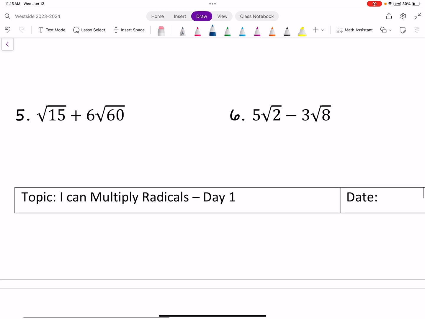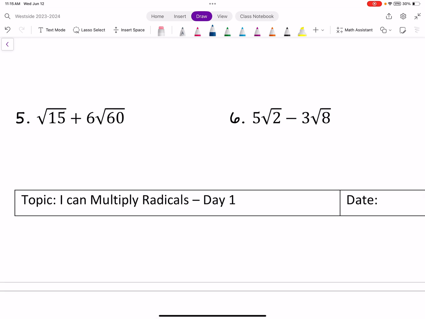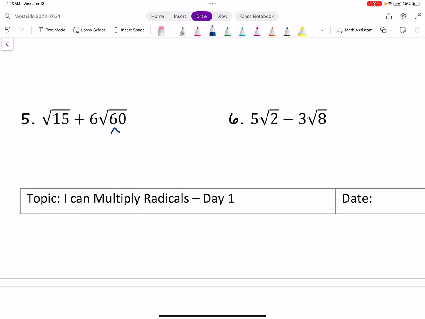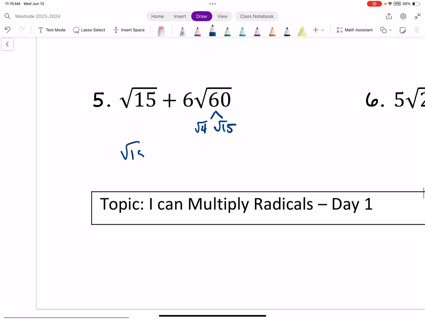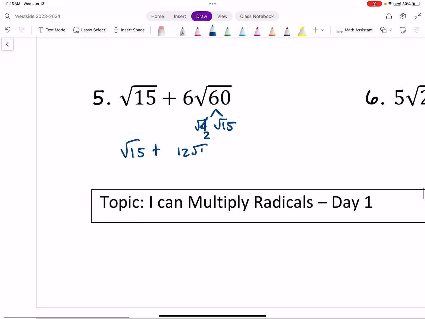All right, looking at the next one, radical 15 plus 6 radical 60. We can go ahead and break up that back one. Radical 60 can be broken into radical 4 and radical 15. So that radical 15 is going to stay by itself. Radical 4 would become 2, which would go with the 6. So we'd get 12 radical 15.